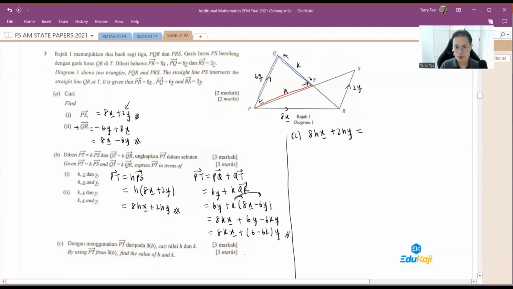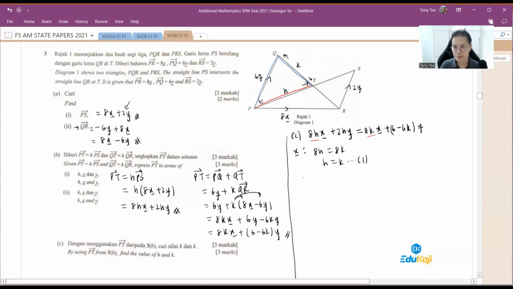You let it be equal to the second one, which is 8kx plus 6 minus 6k bracket 1. So when you equate them, we can now compare the individual vectors. Vector x, the coefficient of x, let me highlight for you, is 8h. This is 8k. So we can say that 8h is 8k. When you divide by 8, h is just k.